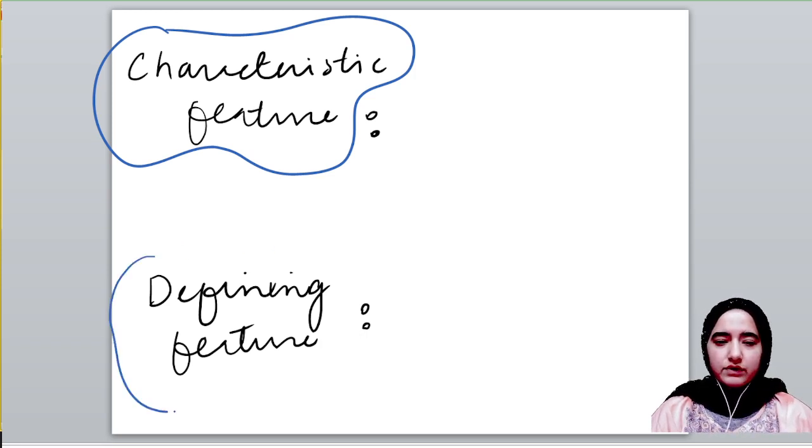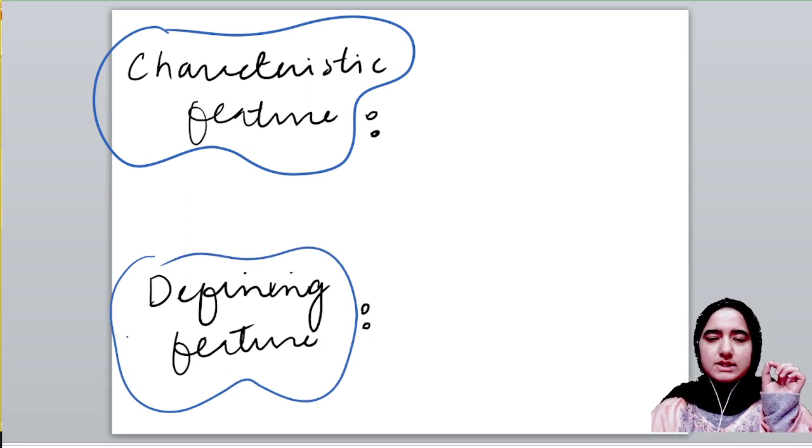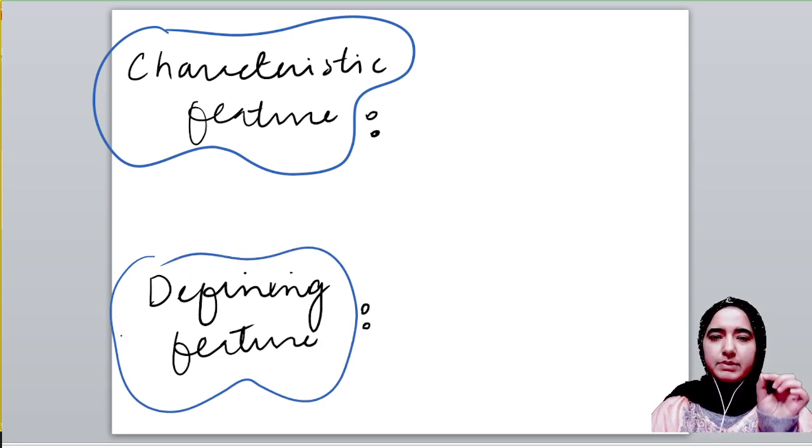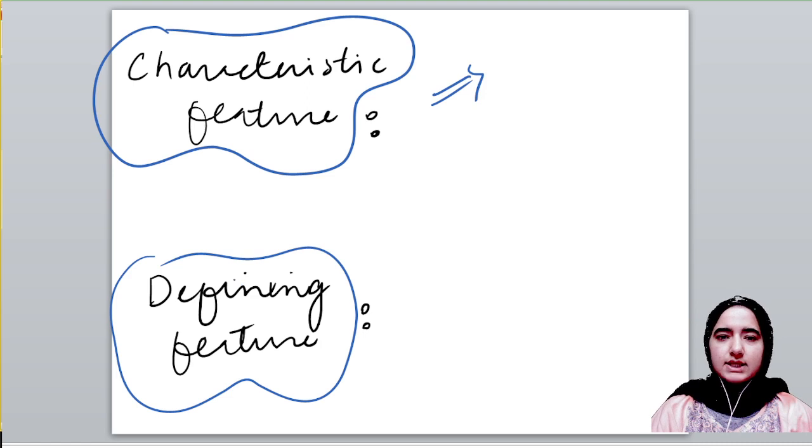Defining features are those features through which it becomes crystal clear that the structure present in front of us is living, because it has no other exception. No non-living object exhibits a similar character, but in characteristic features a non-living object may acquire those features. That's why we can't use characteristic features to describe whether the structure in front of us is living or non-living. I hope this concept is clear.